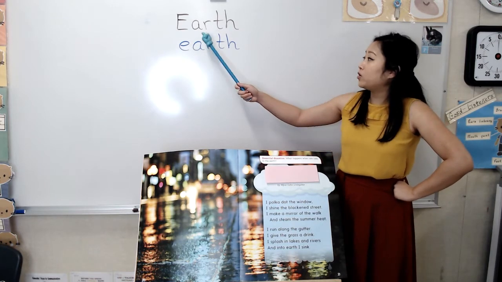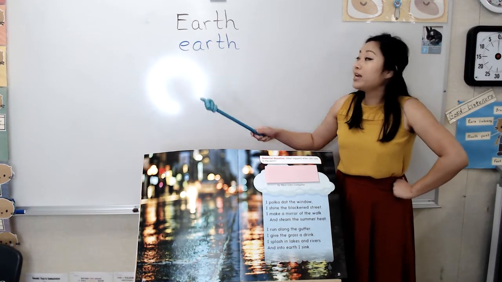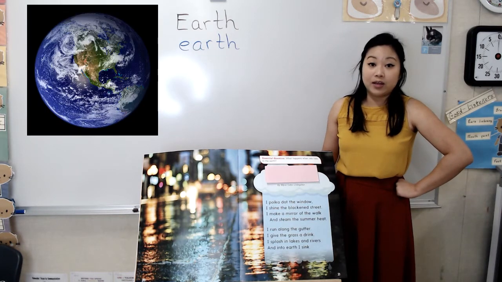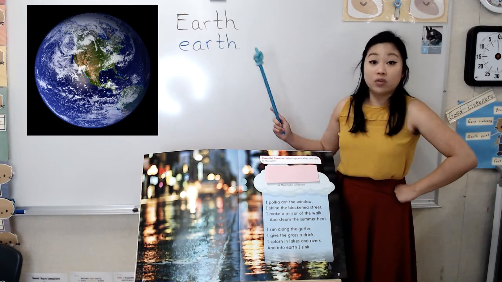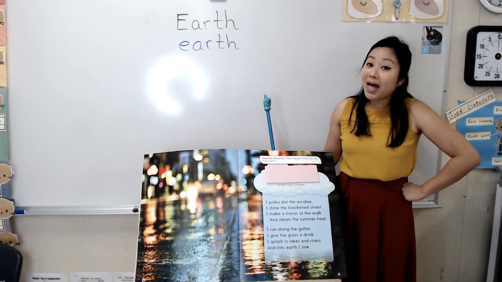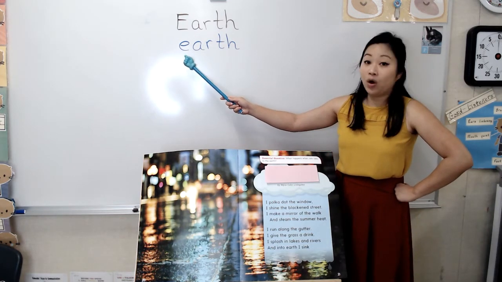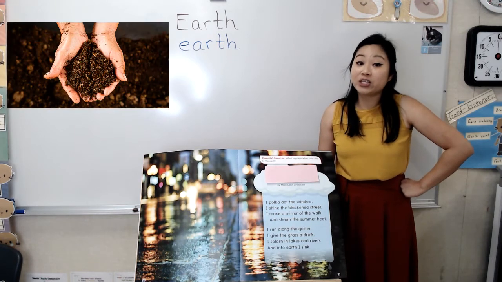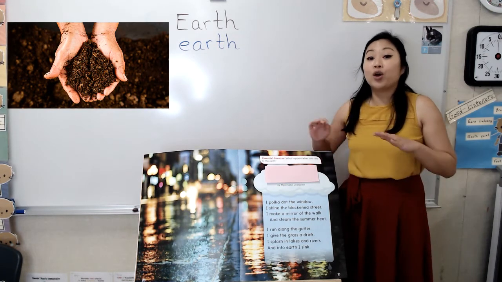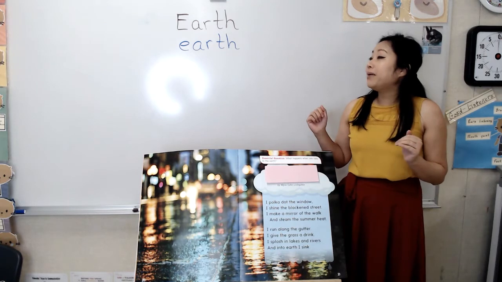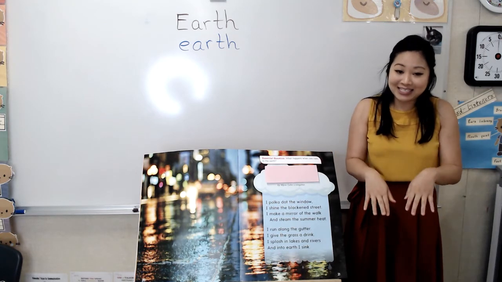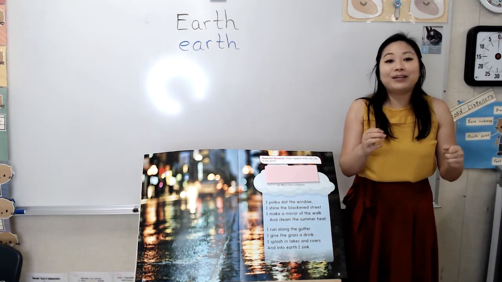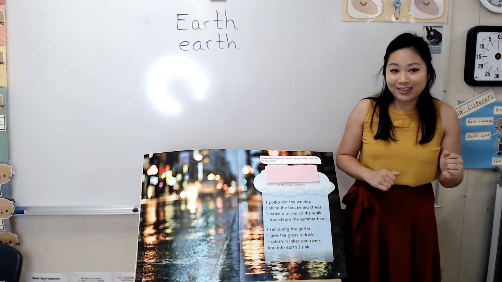The last word you need to know is earth. You'll notice I wrote it twice. When I use an uppercase E, that means it's the planet we live on. The Earth. We live on Earth. But if I write it with a lowercase e, that changes the meaning and it means the ground or the dirt. I might say, I dug up the earth. I put my hands in the earth. I planted some plants in the earth.